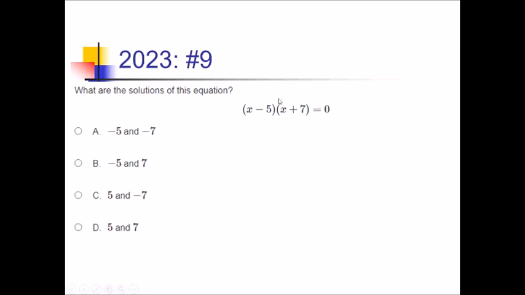So we can write x minus 5 equals 0, or x plus 7 equals 0. Because if I zero out one of these factors, 0 times whatever the other factor is going to give us a result of 0. So looking at my first equation, to solve for x, I have to add 5 to both sides. So we have x equals 5. And over here, I need to subtract 7, so x equals -7. So I'm looking for the answer choice that has positive 5 and -7, and that is answer choice C.